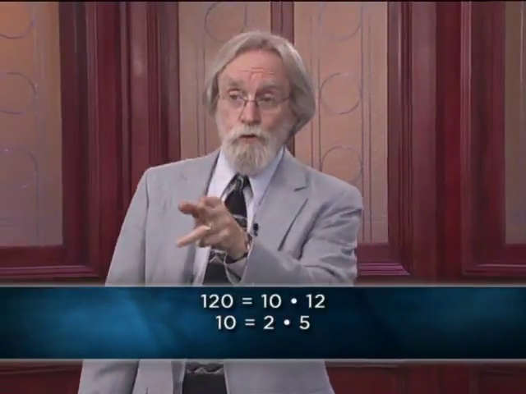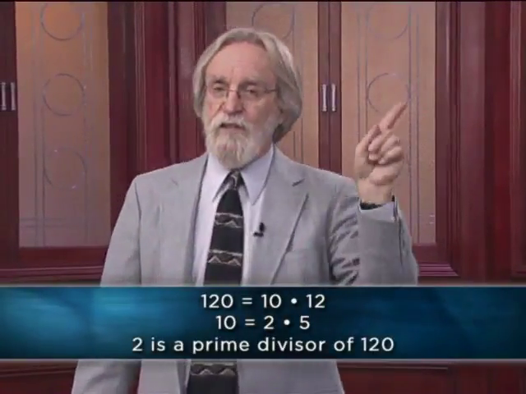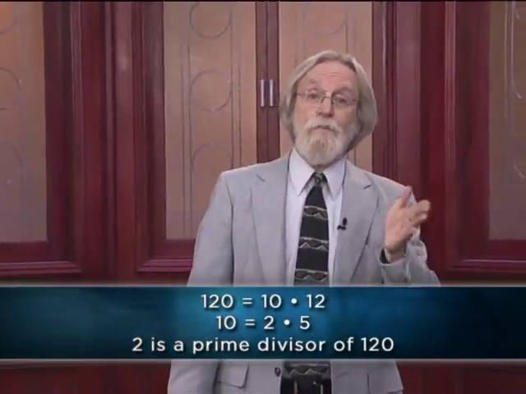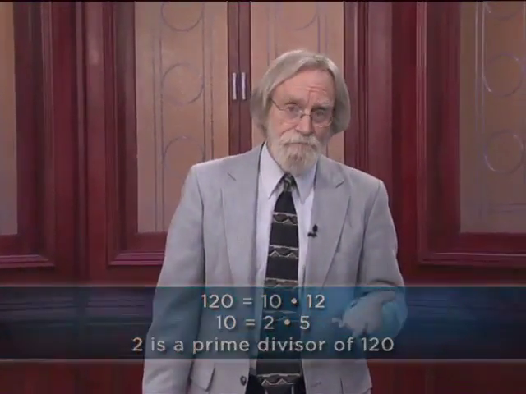Suppose I took 120. Now that's a composite, and I can write it as 10 times 12. Break it down into two pieces. It's composite. But notice, neither of those is a prime, neither 10 nor 12. So I have to break the 10 down. 10 is 2 times 5. And now what I say is, look, 2 divides evenly into 10, 10 divides evenly into 120, so the 2 divides evenly into the 120, and the 2, of course, is a prime. So there's a way to get a prime divisor of 120.